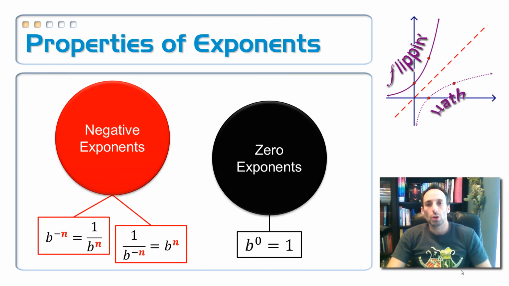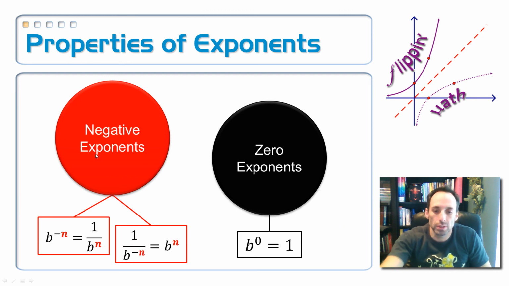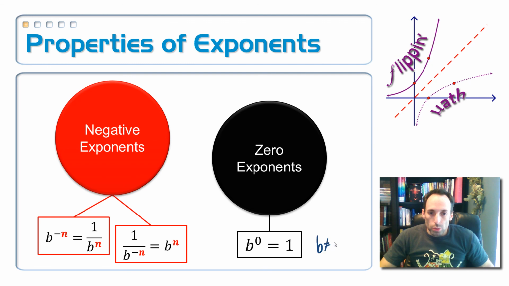Okay, and the last one is the 0 exponents. b raised to the 0 power is equal to 1. Anything raised to the 0 power is equal to 1, except, put this on here, b is not equal to 0, because 0 raised to the 0 power is undefined.